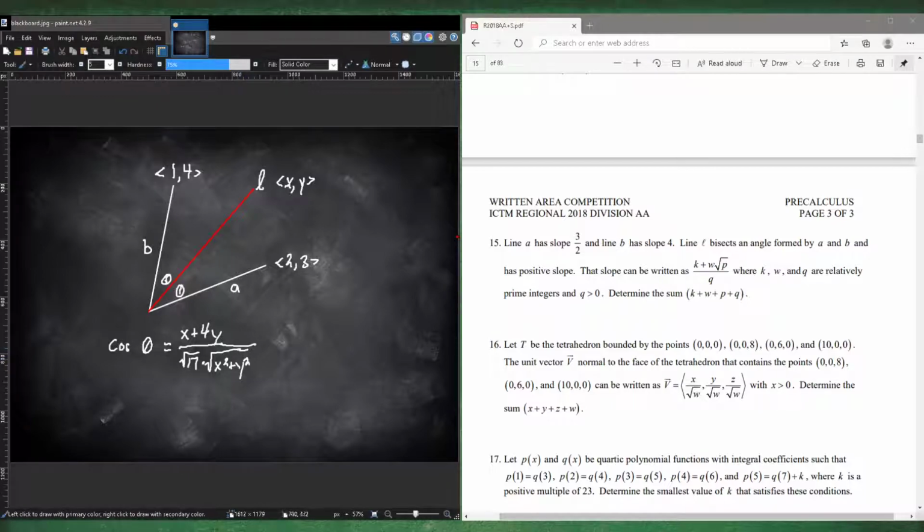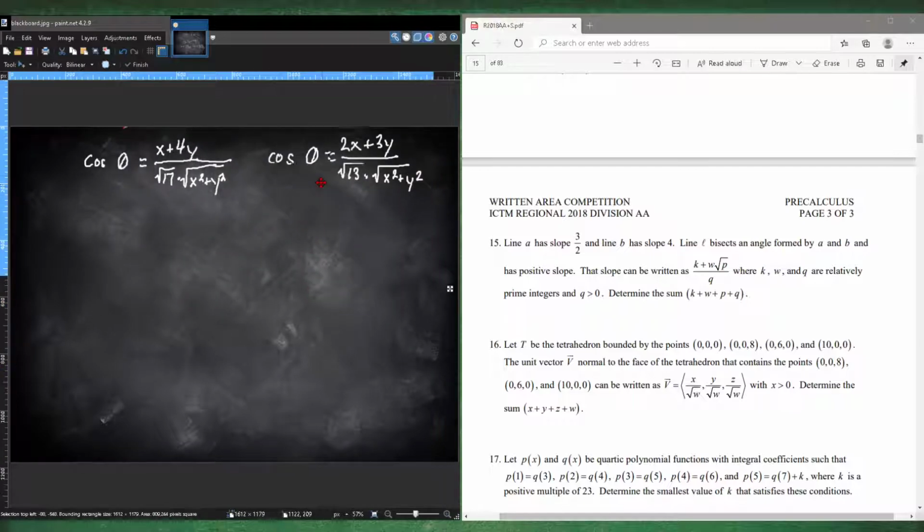Okay. And now let's work with line L and A. So cosine of theta is equal to 2 times x, which is 2x, and then 3 times y, which is plus 3y, over the magnitude of L and the magnitude of A. So that's 4, and that's 9, and that's 13. So that's square root 13 times square root x squared plus y squared. So now we don't need that diagram anymore because all we have to look for is y over x.